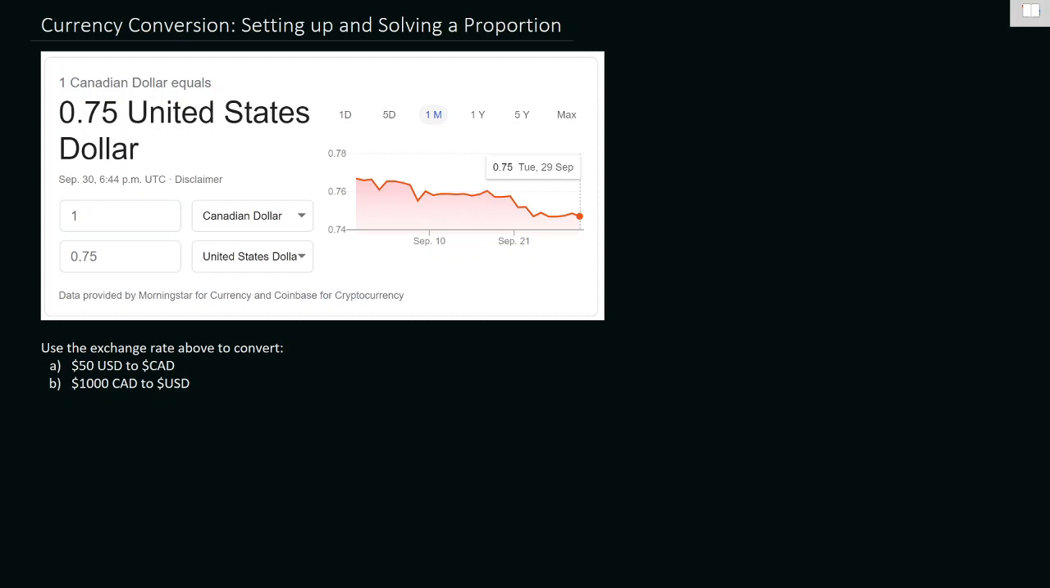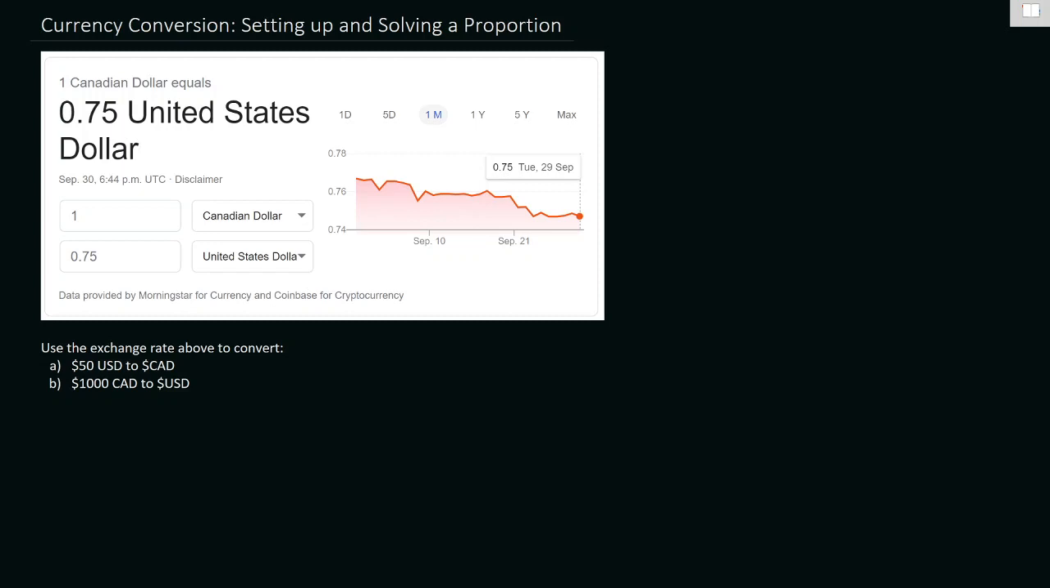So I just pulled up CAD USD, which is the exchange rate to turn $1 Canadian into US dollars, just on Google. So this is the value as of, well, right now I guess. And it says that $1 Canadian equals 0.75 United States dollars. And so that's going to be our conversion factor.